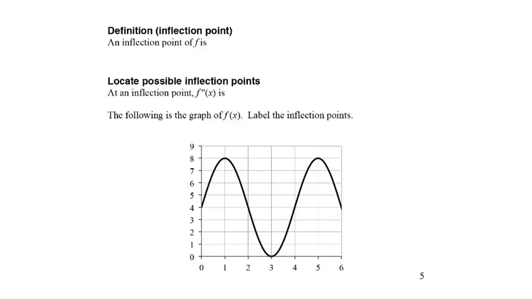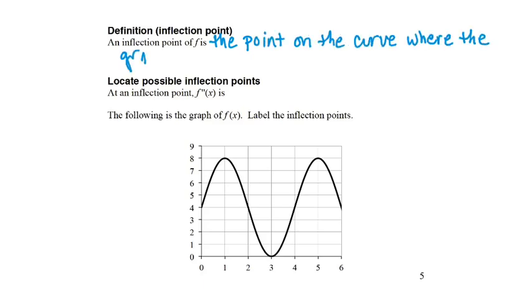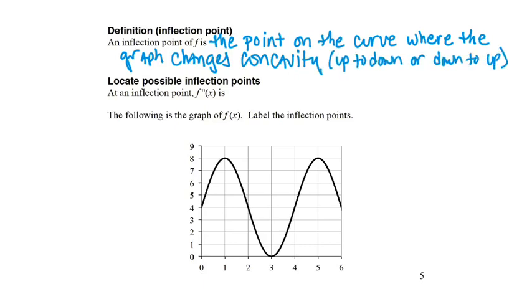The last piece of talking about concavity is to talk about inflection points. So by definition, an inflection point of f is the point on the curve where the graph changes concavity, meaning it changes from concave up to concave down or from down to up.